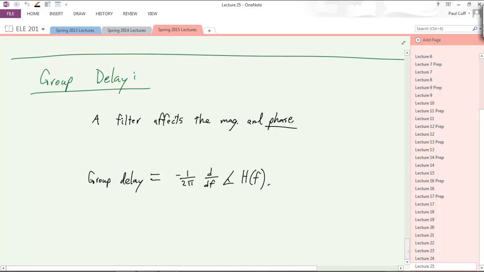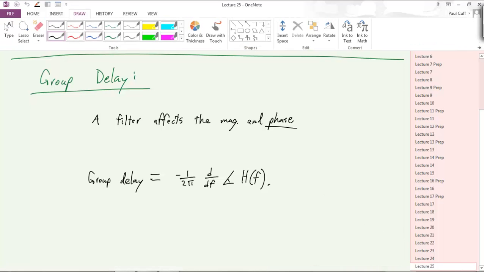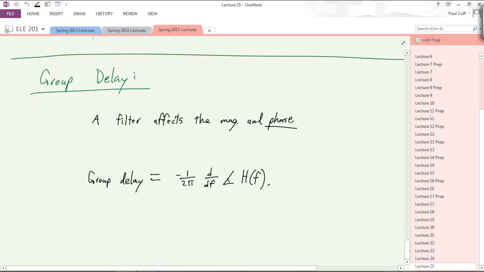Okay, now let's go back to discussing why group delay works the way that it does. So, first consider the frequency response of a filter. Oh, it won't go down, huh? All right.